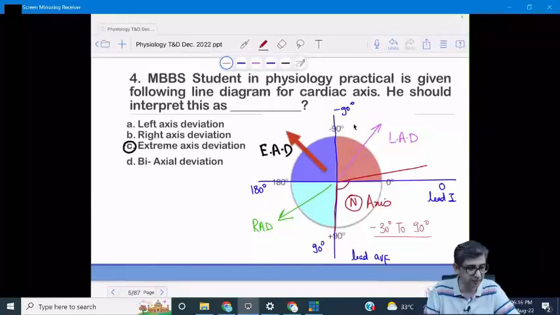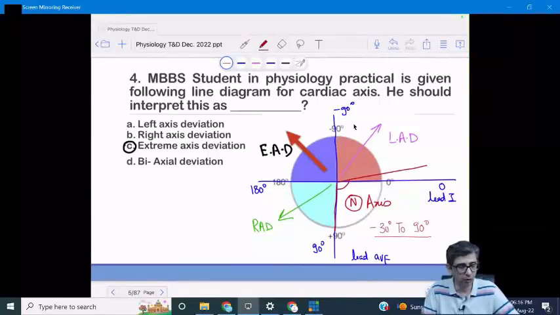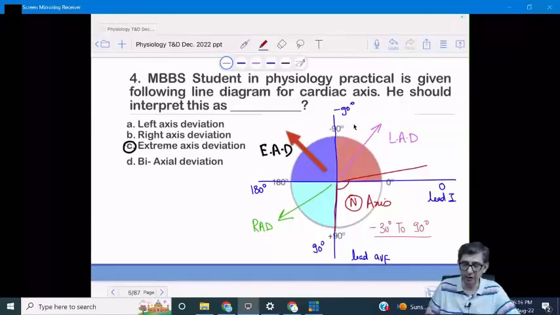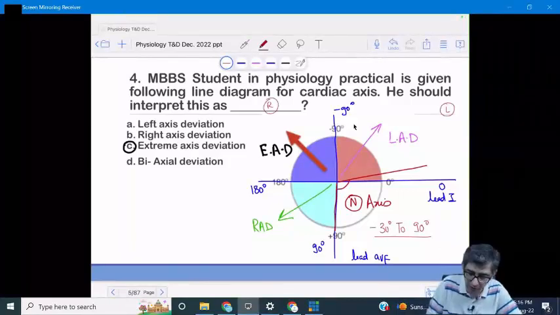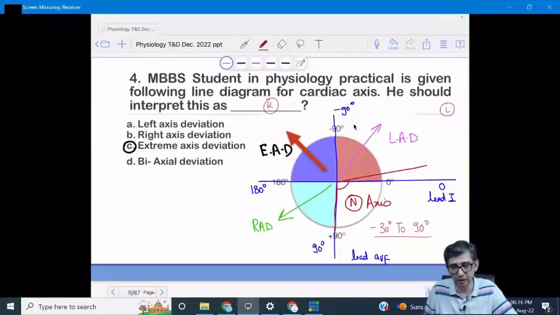The correct answer for question number 4 is option number C. For those of you who got it correct, fine. If not, then please work on this information. Very simple, very straightforward information. There's no rocket science involved in this. All you need to remember is that the quadrant which is superior to the normal axis is left axis. If it is to the left of the normal axis, sorry, in fact, this would be left side and this would be right. So if it is going to be on the right of the normal axis, then we are going to call it the right axis deviation.